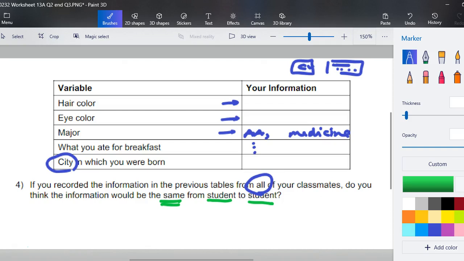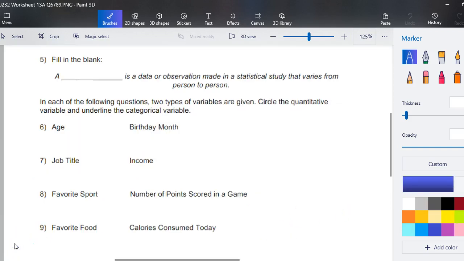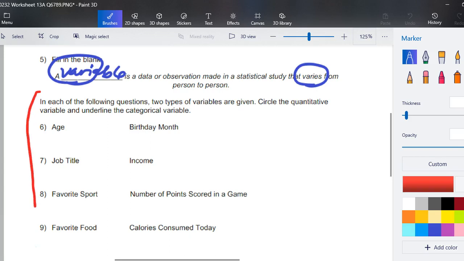With that in mind, go on to question 5 and keep going 6 through 9. So hit pause and then come back and we'll answer these together. So in question number 5, it asks us to fill in the blank and a variable. Remember, a variable is a data piece or an observation made in a statistical study that is going to vary from person to person. On questions 6 through 9, again, if you have not already hit pause and worked on these by yourself, this is the time to do so, and then come back and we'll work on these together.